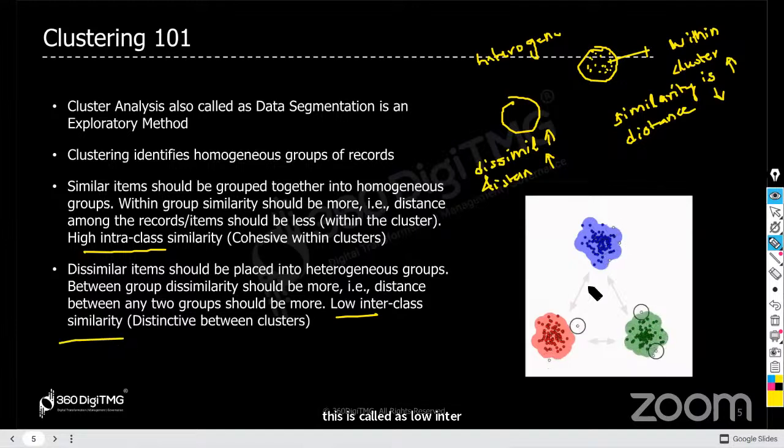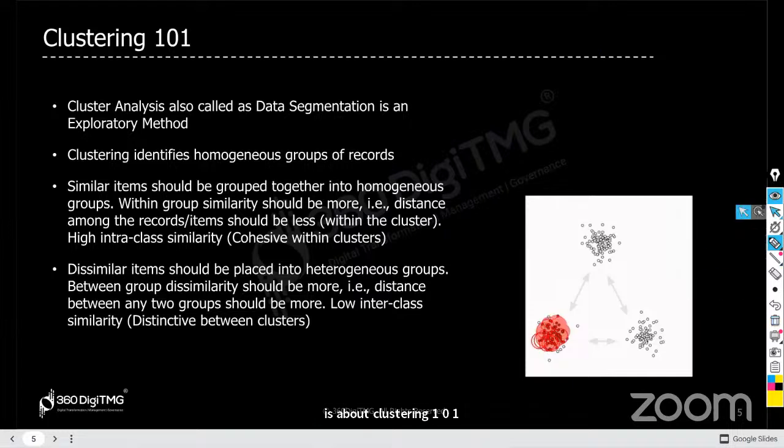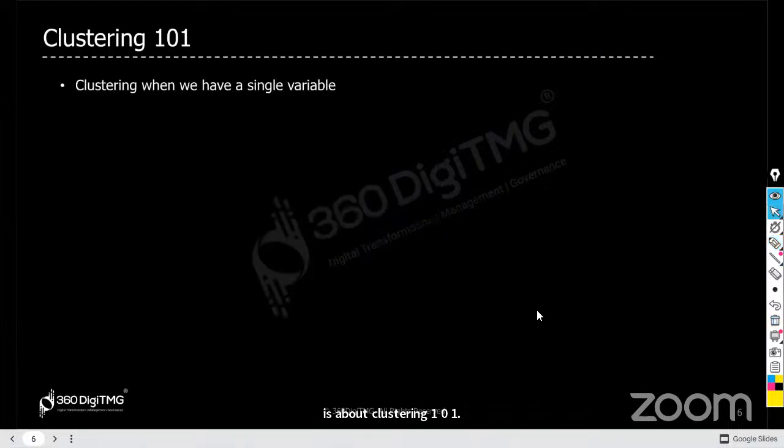So this is about clustering 101. Now let's see what is present in the next slide. The next one that we have is clustering when we have a single variable. If we have a single variable, like maybe age or income, and we are asked to perform clustering.